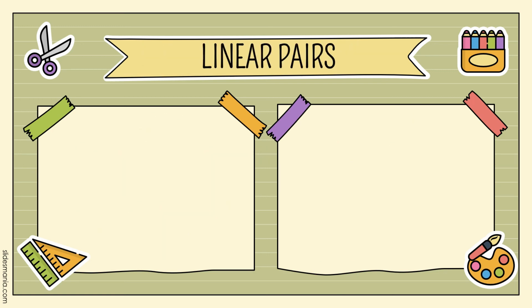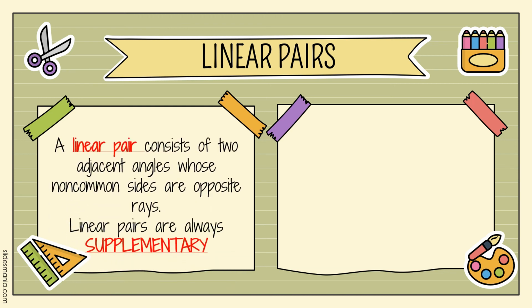Let us have the linear pairs now. A linear pair consists of two adjacent angles whose non-common sides are opposite rays. So linear pairs are always supplementary. These are the characteristics of a linear pair. A linear pair must be adjacent angles and they should be supplementary. Adjacent angles means that they should be sharing a common side.